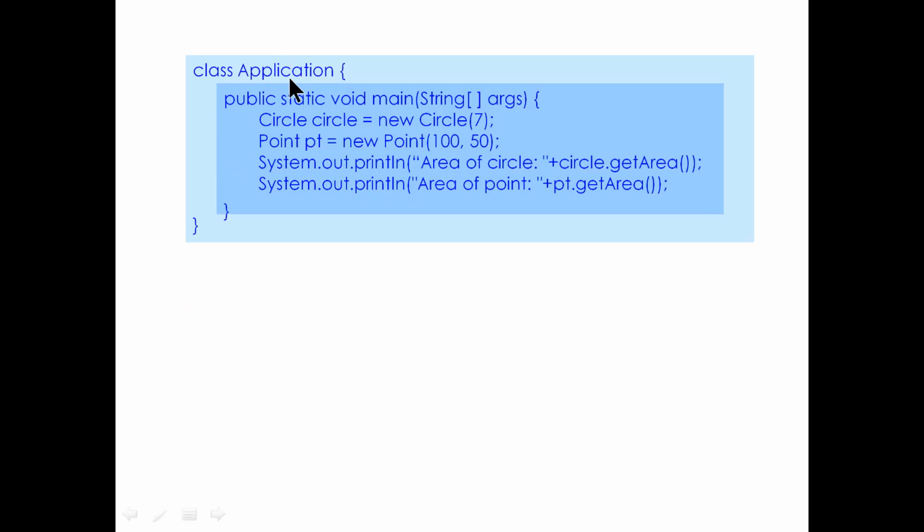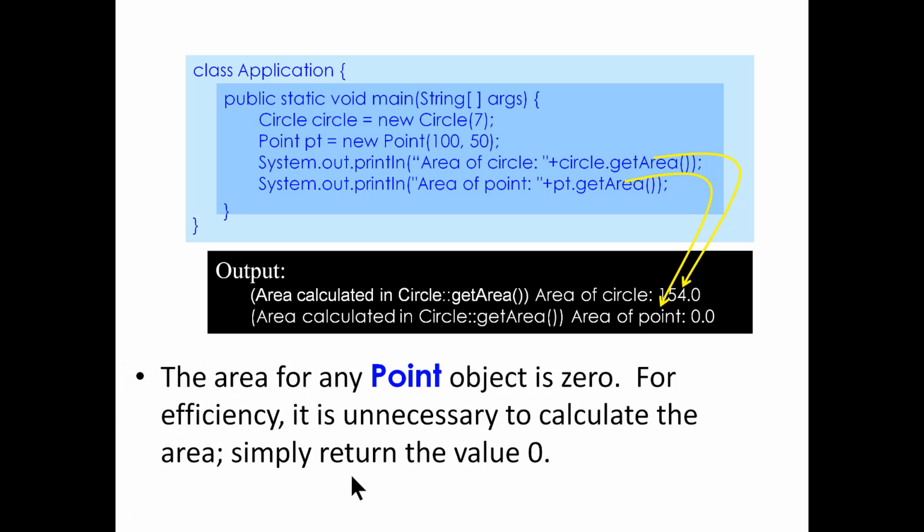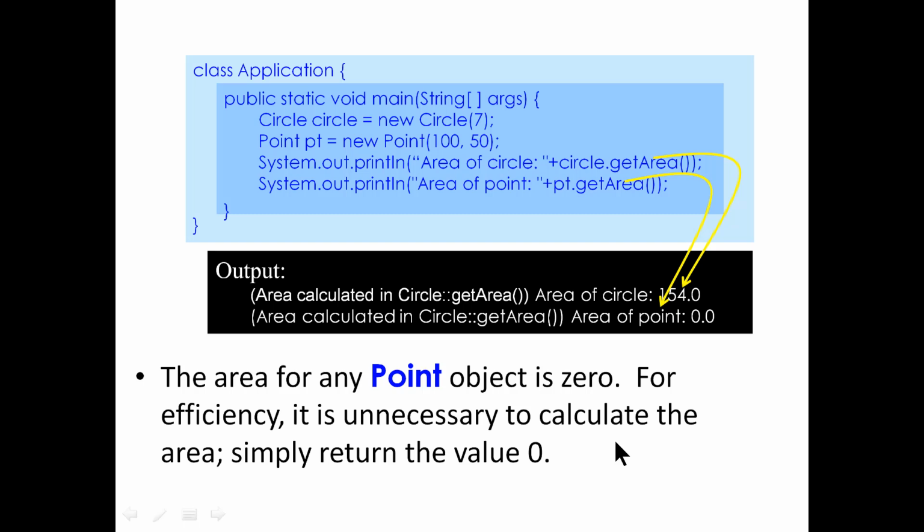So in the application, you see what happens. I'm inside the main method, creating a Circle object, new Circle, then creating a Point object, and now I'm calling circle.getArea and point.getArea, and we see the differences. So the output shows the area calculated in Circle, and the area calculated in getArea, because it's actually a 0 point, you understand that, and the area of the Point object is 0. So for efficiency it's unnecessary to calculate the area, and it's called automatically, you see. So that's all for the first part of our discussion on inheritance. We will discuss again. Enjoy learning object-oriented programming.